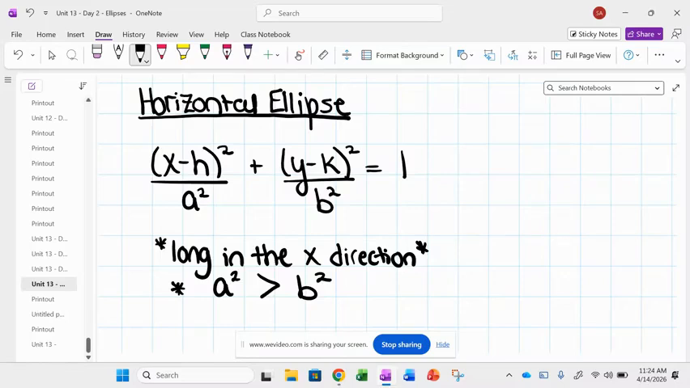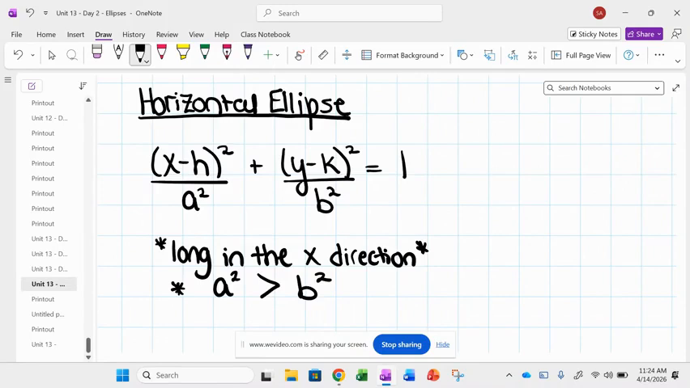Okay, a couple of things I want to point out. So this is sort of our standard form of an ellipse. Just like the standard form of a circle is x minus h squared plus y minus k squared equals r squared. That's sort of like the formula. This is the standard form of an ellipse.